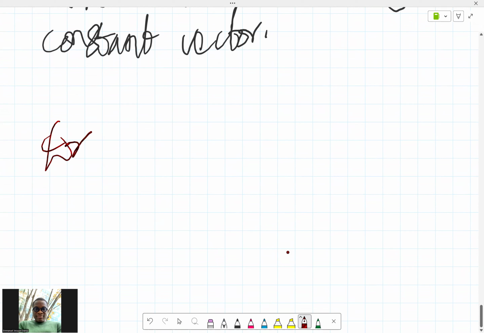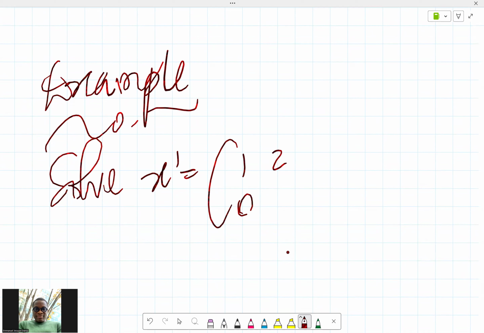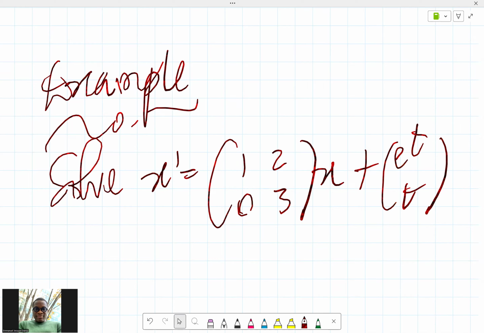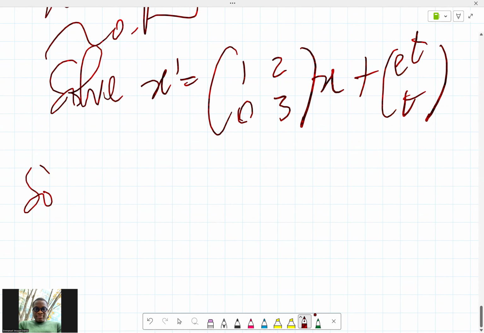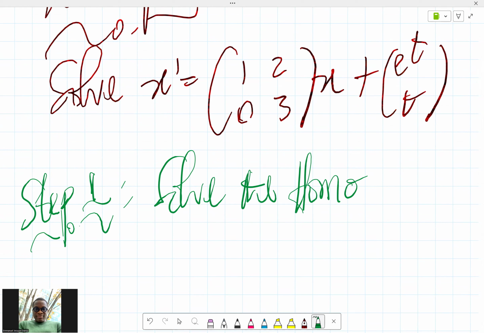So example, let's take a simple example where we get to solve x prime equals the matrix [1 2; 0 3] x plus e raised to power t. That's what we want to solve. And we go straight to it in step 1. So this is step 1. In step 1, we solve the homogeneous system.